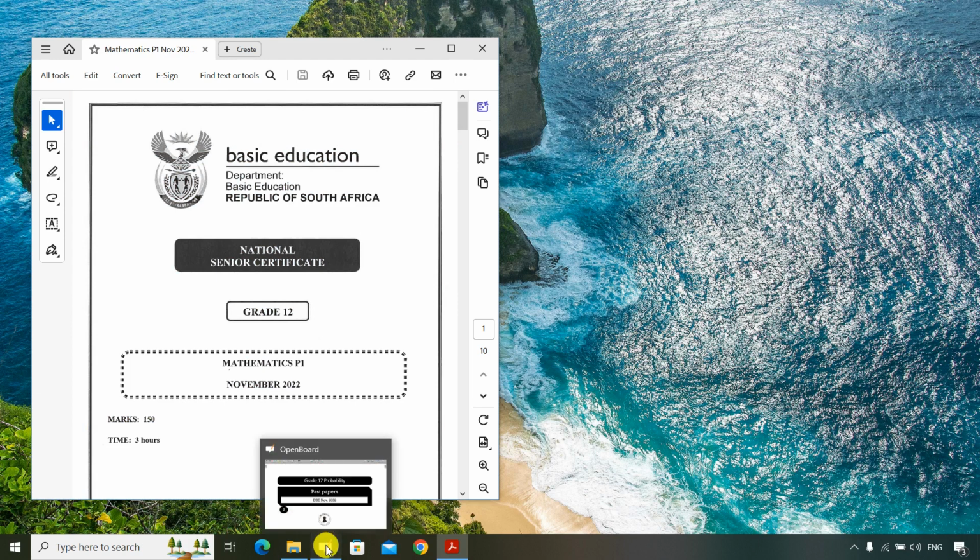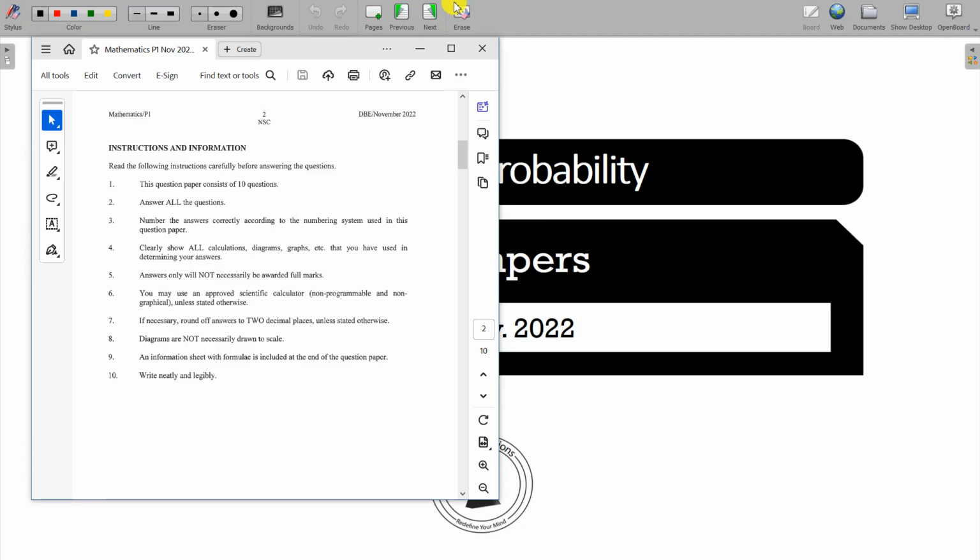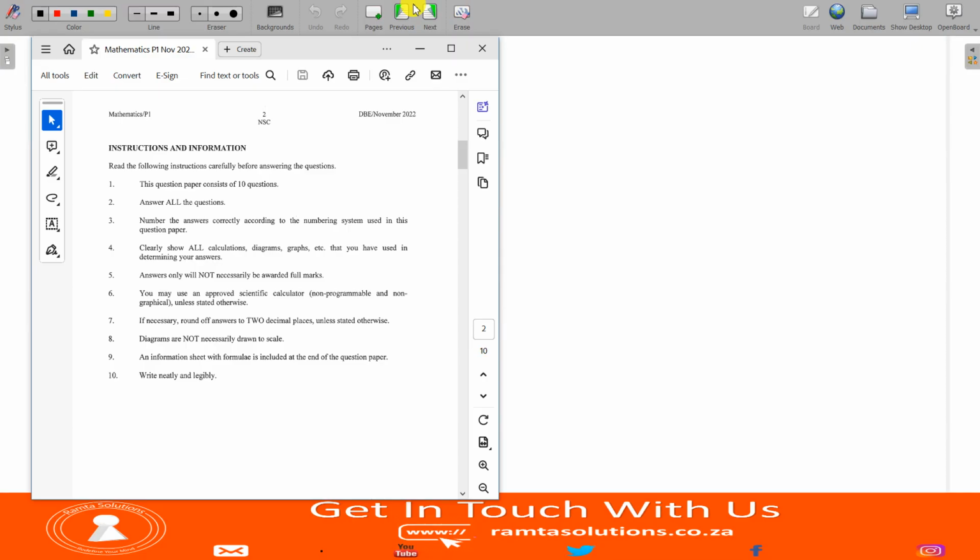All right, perfect. Now, as is the case, let's read instructions. Instruction number 4 on this paper says, clearly show all calculations, diagrams, graphs, etc. that you have used in determining your answers. Instruction number 5, answers only will not necessarily be awarded full marks. Instruction number 7, if necessary, round off answers to 2 decimal places unless stated otherwise.